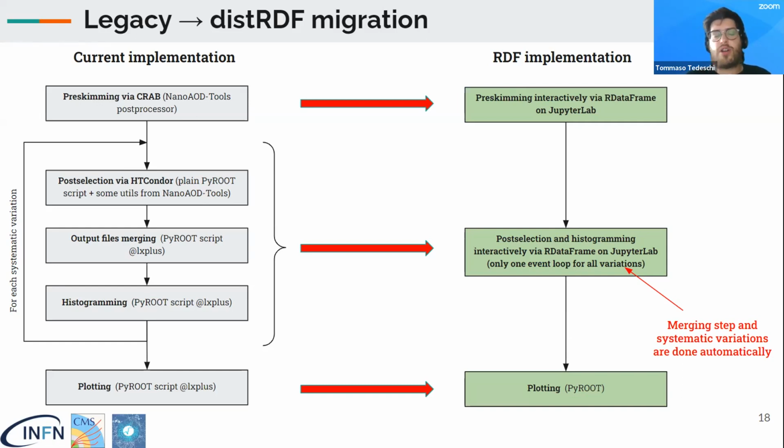And the event loop on events is run for each systematic variation. Then comes the merging of the results and the histogramming. Those two parts were ported to distributed RDataFrame, and so they are both run on the INFN analysis facility, using a Jupyter notebook basically, and running on the resources that I mentioned before. And thanks to the advanced features that Vincenzo mentioned before, the systematic variations and the merging steps are all done automatically in a single event loop.